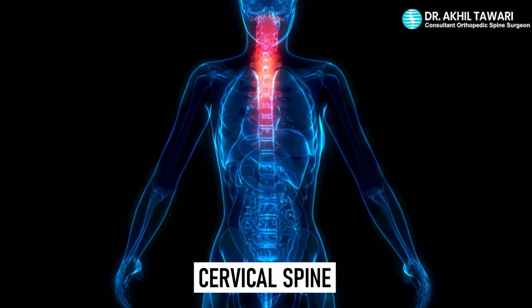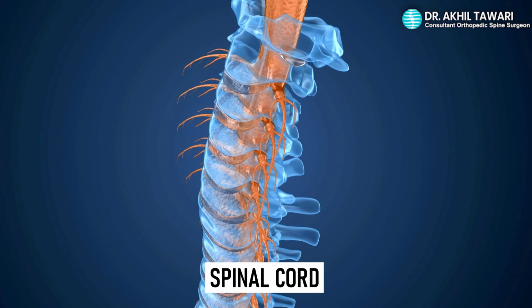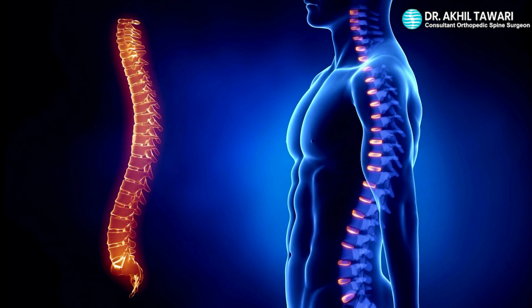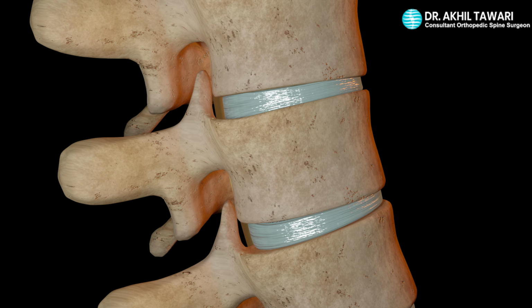Coming to what causes cervical spondylosis. In order to understand more about it, I want you to understand the structure of the spine at the level of the neck, also called the cervical spine. In the cervical spine, we have the main nerve, which is the spinal cord. And in order to protect the spinal cord, we have bones, which are the vertebrae that are stacked over each other. And in between the vertebrae, we have the shock absorbers, which are the discs.